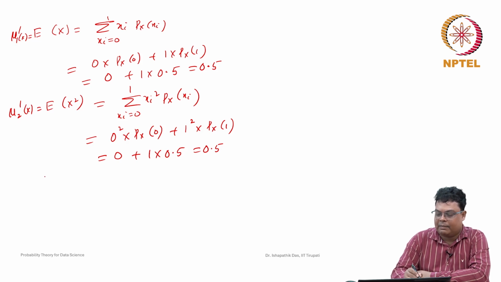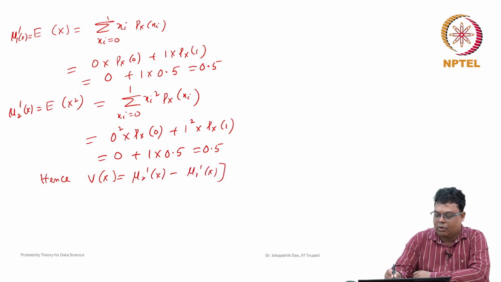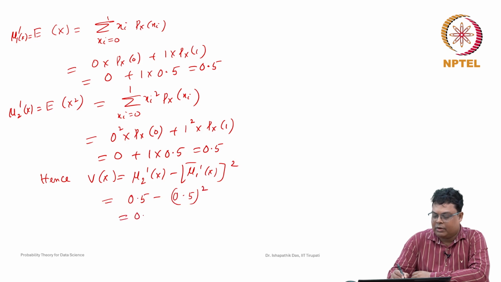So hence we can find the variance. Hence variance of x is mu2 dash x minus mu1 dash x whole square. This is the simplified formula, and we always use this formula. So mu2 dash x is 0.5 minus mu1 dash x, also 0.5, whole square. Then you can write 0.5 into 1 minus 0.5.